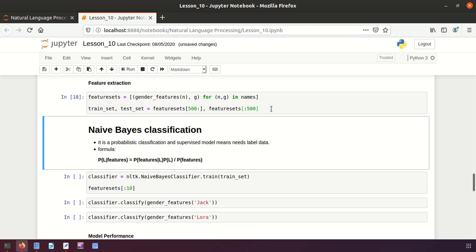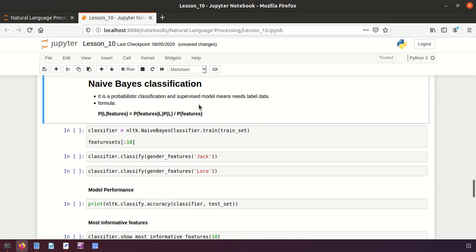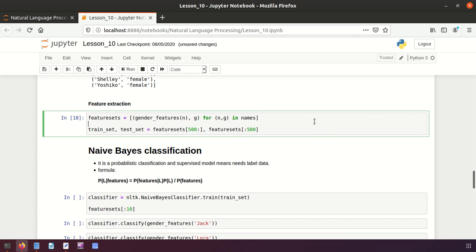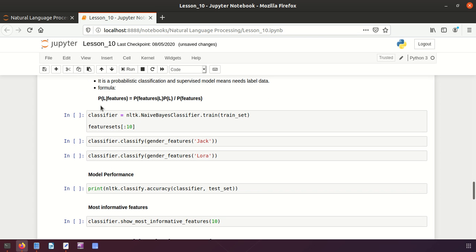Now we will be using the naive Bayes model. We said it is a probabilistic classification model and also a supervised model, because it needs labeled data, and we have provided labeled data here. What are the labels? Male and female. These are the two labels, and based on this it is working.